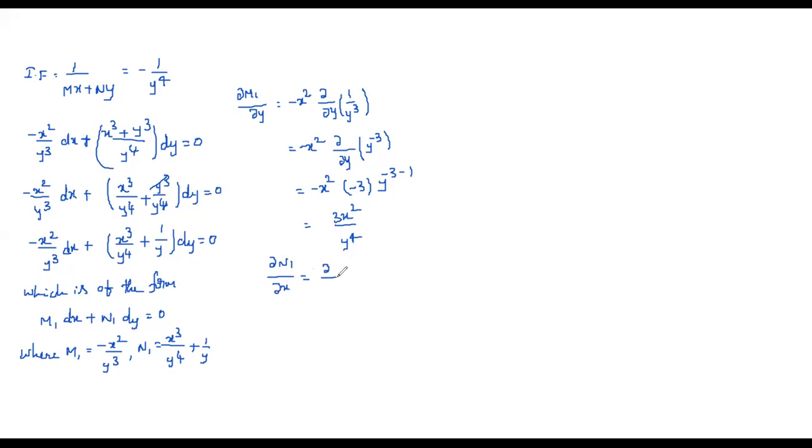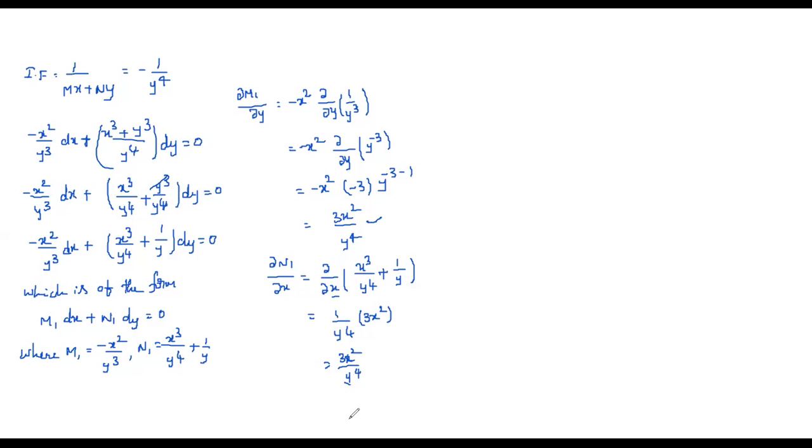Next dou n1 by dou x. With respect to x we are applying partial derivative. So dou by dou x of x cube by y power 4 plus 1 by y. With respect to x means y is a constant, so 1 by y power 4, and x cube derivative is 3x square. And 1 by y derivative is 0. Why? Because with respect to x. So what we got is 3x square by y power 4.